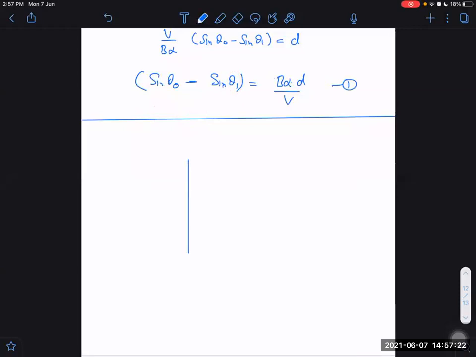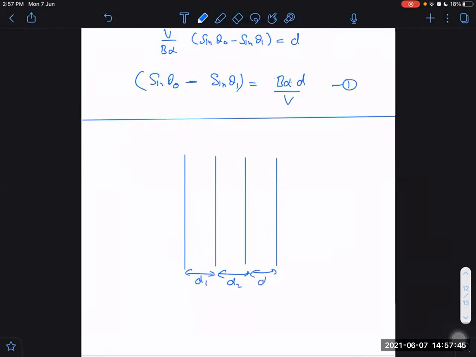I am assuming one thing is obtained. But now I want to give multiple magnetic field regions, all parallel to each other, one more, and so on up to n number. Each width is d1, d2, d3, and each magnetic field is B1, B2, and B3. The initial angle made by the velocity vector is given as theta naught.